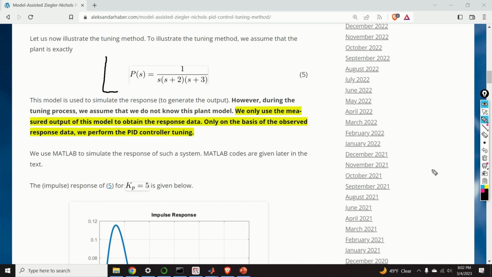We only use the measured output of this model to obtain the response data, since I don't have here an experimental setup that I can use in order to illustrate the Ziegler Nichols method. So only on the basis of the observed response data, we perform the PID control tuning. And I will use MATLAB to generate the outputs. I will present the MATLAB codes at the end of this video.